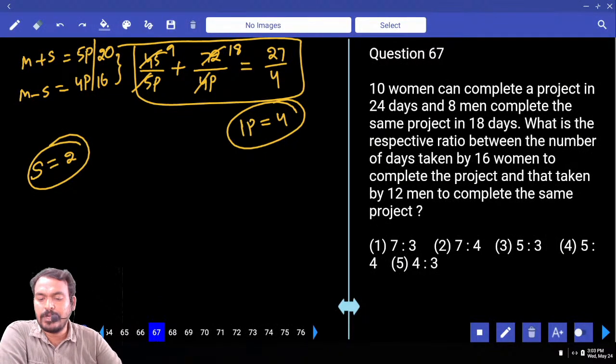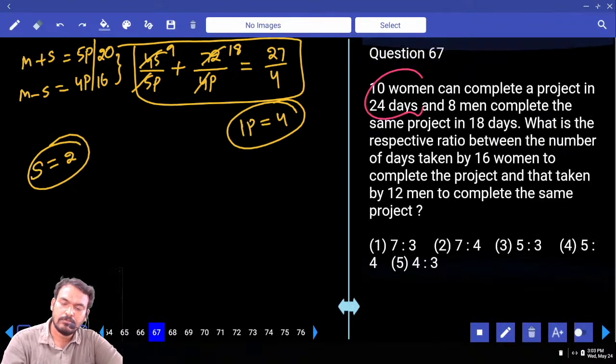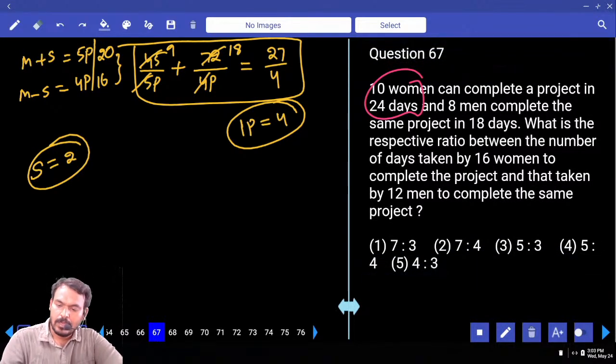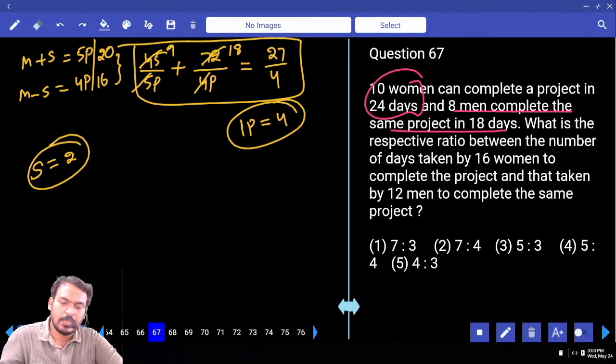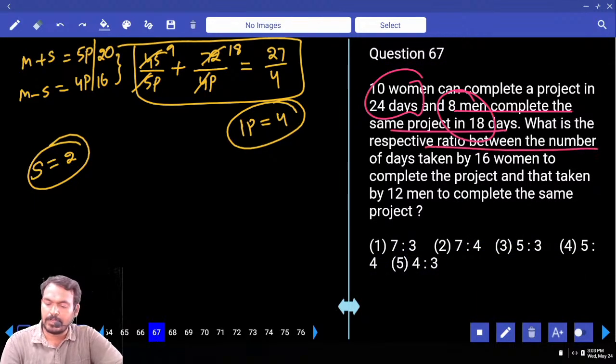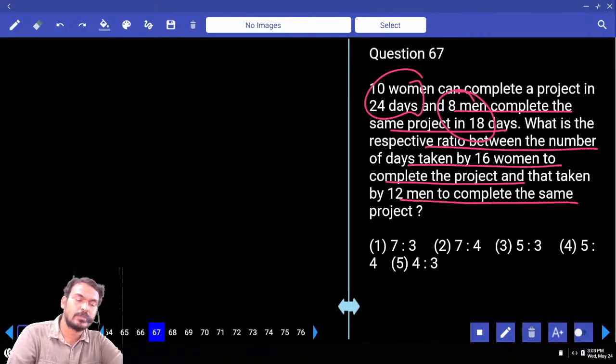Ten women can complete a piece of work in how many days? 24 days. What is the total work? 240. Or next, 8 men can complete the same project in how many days? 18 days. Total work 144. What is the question here? What is the ratio between the number of days taken by 16 women to complete the project and that taken by 12 men to complete the same project or different project?